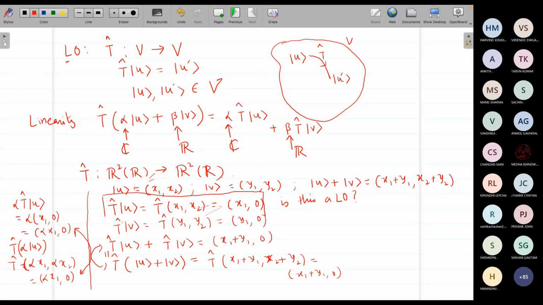By the way, can you tell me what kind of operation this is, when I am taking T of (x1, x2) to (x1, 0)? Sir, this is a projection on the x-axis, right? Absolutely right. So you can just play around. Maybe I will give you some to do as homework.